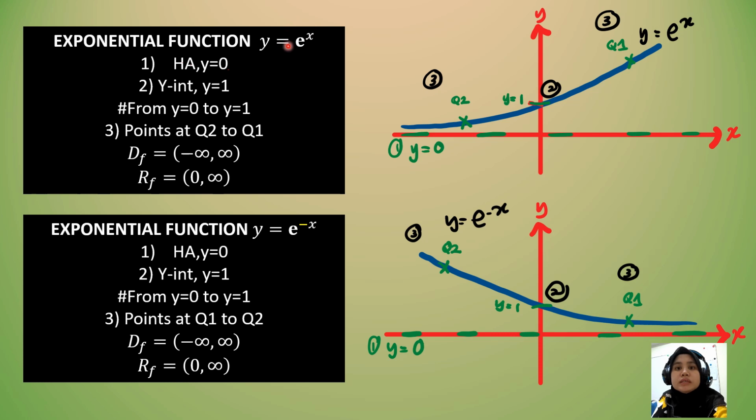You look at the constant only. Don't look at the exponential term. As you can see here, our function is e to the power of x. Do we have a constant here? No. Okay, that's why your horizontal asymptote is equal to 0. So horizontal asymptote is our y function. So that's why y equal to 0. Okay, that is our first step.